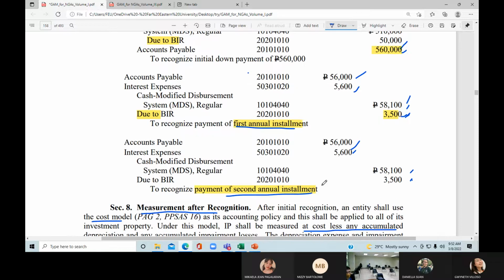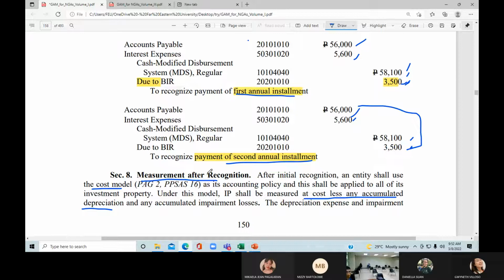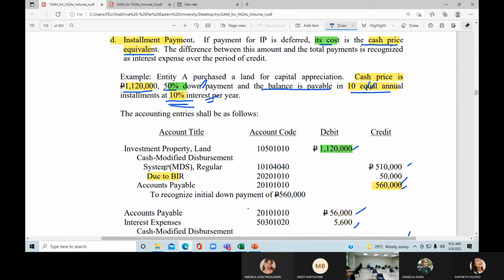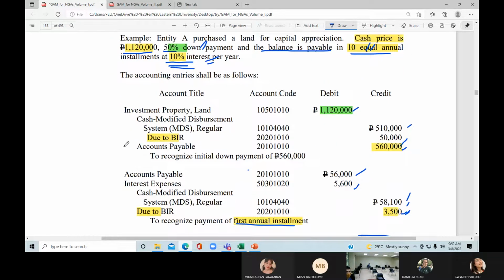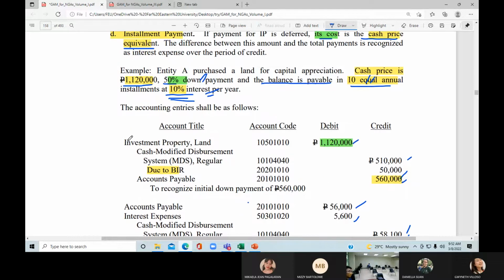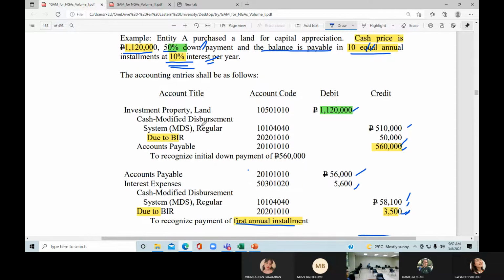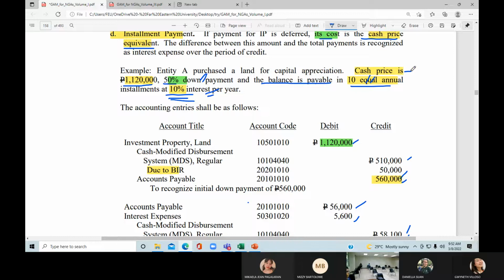Second payment, ganun pa rin. Same amounts. And dito hindi na pinakita, no, yung pag-remit sa BIR. Yung constructive remittance to BIR. So, pinakita niya na lang kung magkano o kung ano yung magiging entries, no, kapag installment payment. Ang nakadebit niya is yung cash price equivalent.